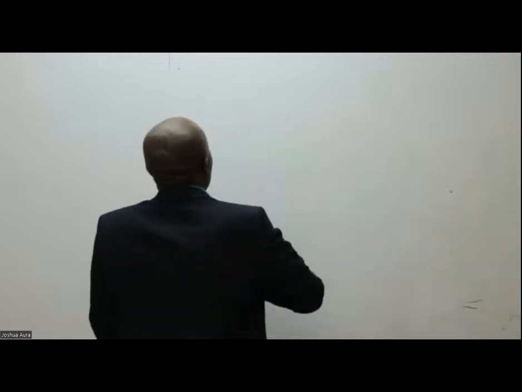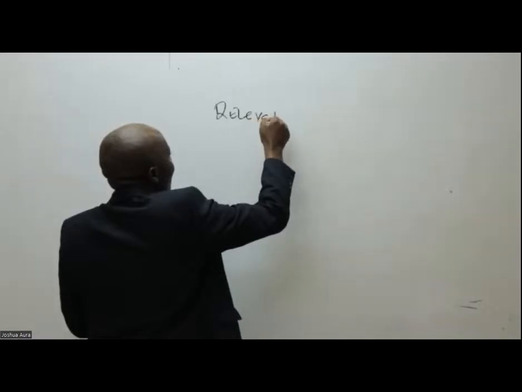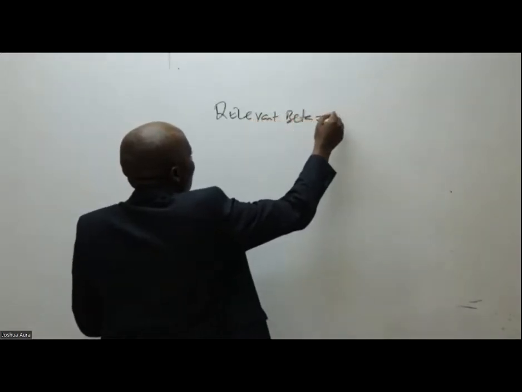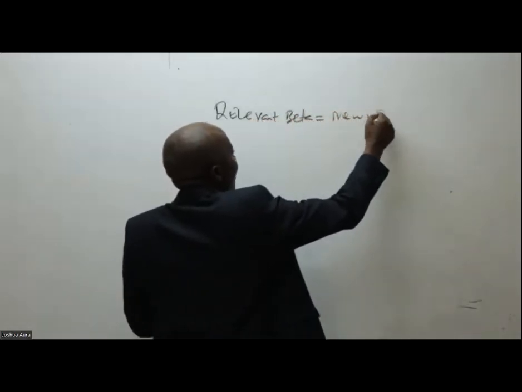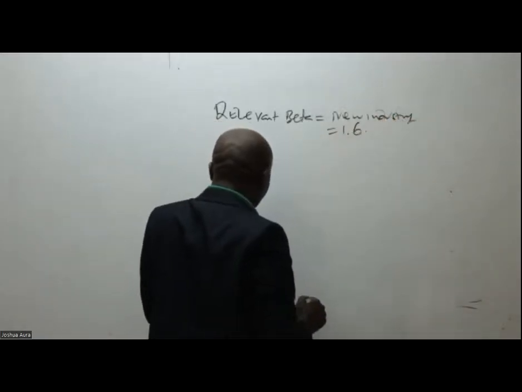So between 1.2 and 1.6, which one am I going to use as my relevant beta? Thank you very much, 1.6. So the relevant beta here is for the new industry, which is 1.6.